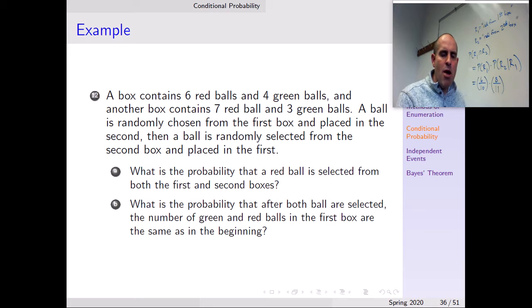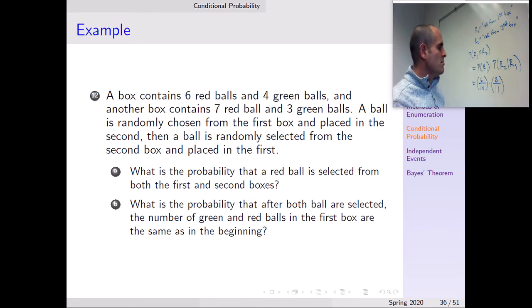Part B says, what is the probability that after both balls are selected, the number of green and red balls in the first box are the same as in the beginning? And by the way, that's the same as the probability that nothing really changed about the boxes in terms of reds and greens, yeah? So, well, look, all that means is that either you had both red or both green chosen, okay?